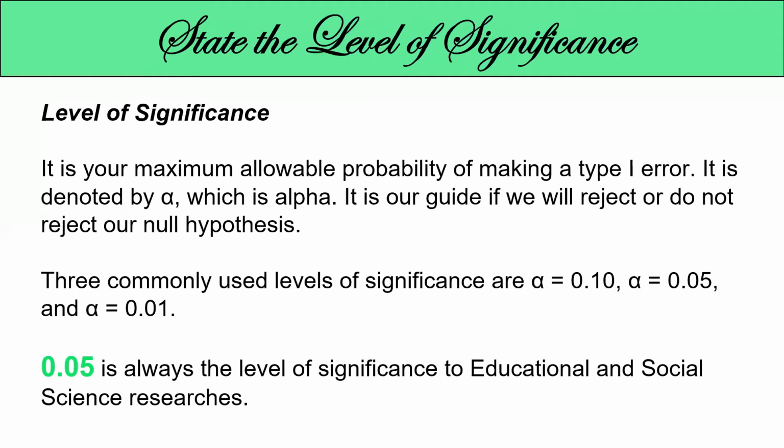Next one, let's state the level of significance. The level of significance is defined as the maximum allowable probability of making a type 1 error. It is denoted as alpha, so it is our guide if we will reject or do not reject our hypothesis. Remember, reject or do not reject, not accept. Okay? It's only reject or do not reject. There are actually three levels of significance, which are 0.10, 0.05, and 0.01. But since this one is an education and social science research, or one example of that, we need to use 0.05.